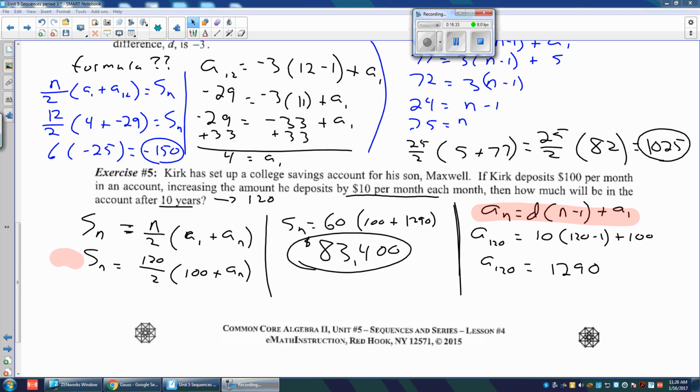You think increasing a deposit amount by $10 a month, that's not very much. That's only increasing it by $120 a year. And so, yeah, that is very doable. In 10 years, having $83,400. That doesn't include any interest that you'd be receiving on that. That's just putting it in the mattress.